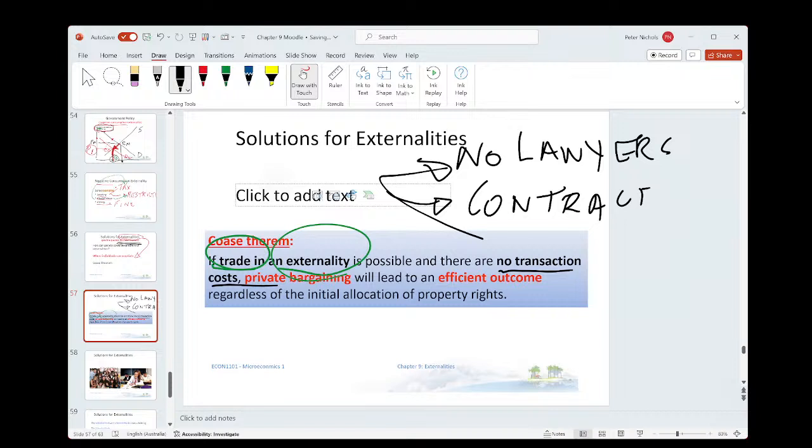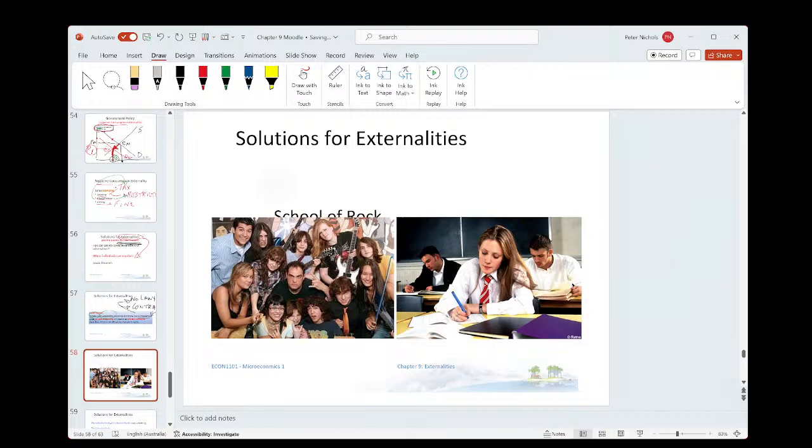Expenses. All that happens here is that someone pays someone else some money, and there's no middle person. There's no middle person to negotiate this. And I want to give you a new example here, another example of an externality.